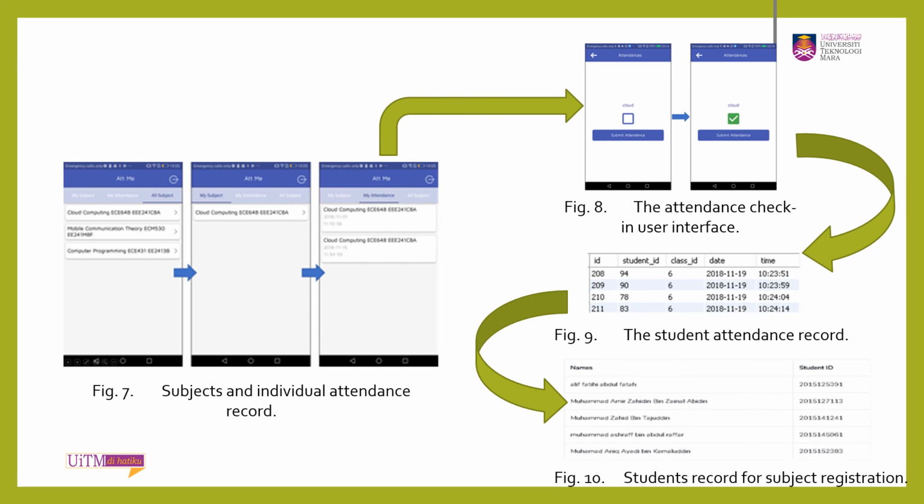Figure 8 depicts the user interface flow of check-in attendance by a student. Upon submitting the attendance for a particular registered subject, the record is sent to the database, which contains the student's ID and the subject code, as shown in Figure 9. The records were shown properly on a dashboard, as shown in Figure 10, to be further managed by the university administration.